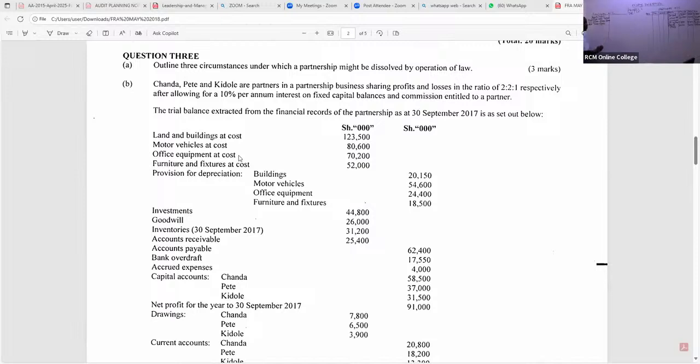24,400. So is there somebody who is able to give us this number for equipment? Now they're not talking to me, these ninjas. So for equipment, they're giving me a value.